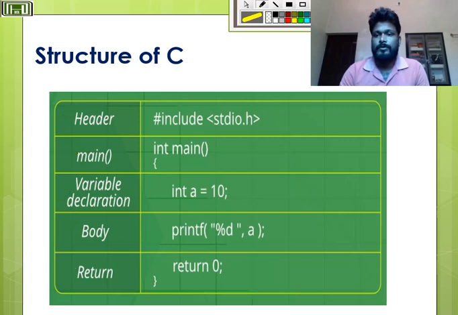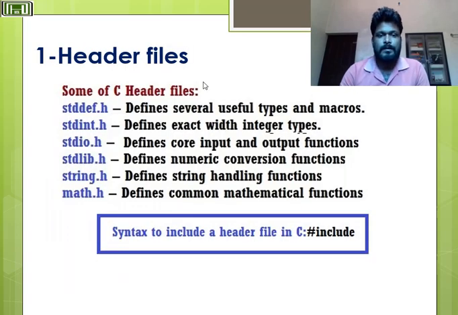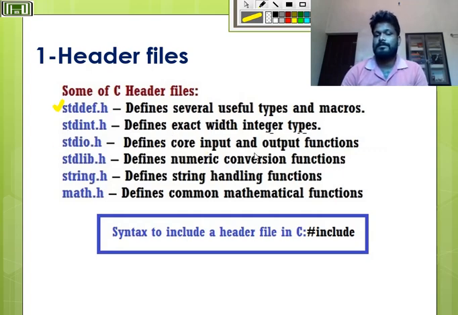Now moving to the next slide, that is the first part, header files. These are preprocessor files, followed by the #include keyword. Some of the C header files are: stddef.h defines several useful types and macros. Then stdint.h defines exact width integer types. Then stdio.h defines core input and output functions. This is one important header file in C.